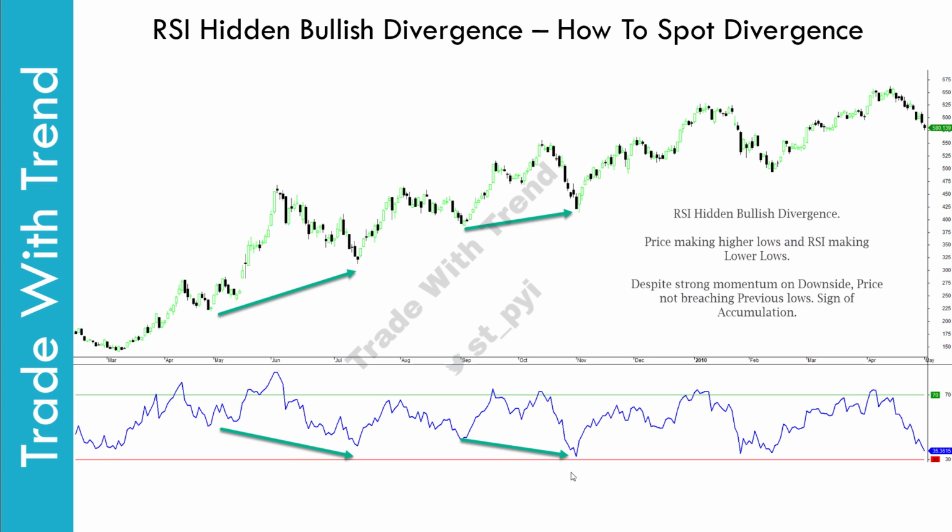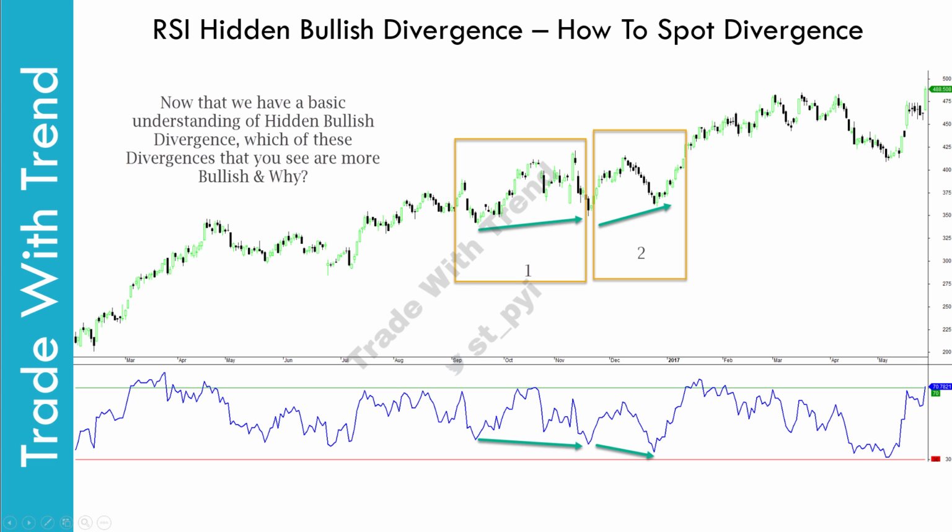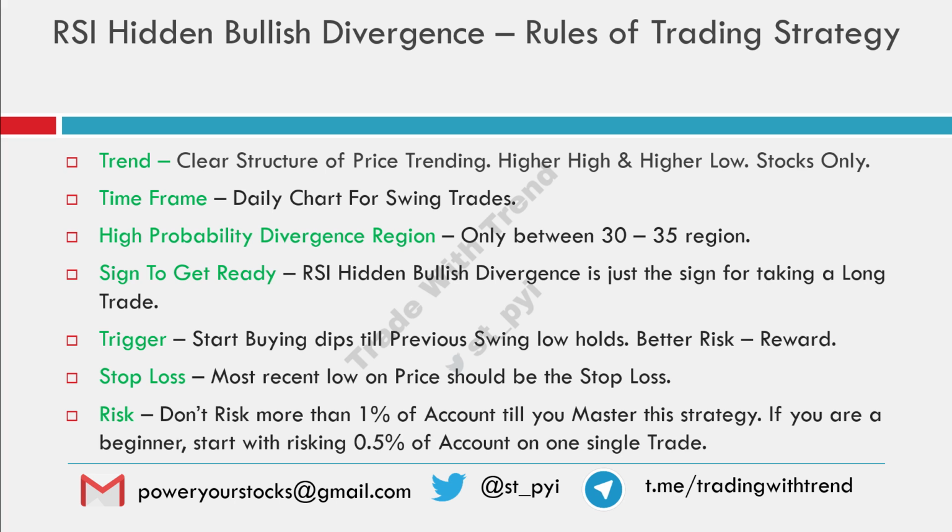So I hope this particular point is clear. That is how to identify strong hidden divergence signals and how to ignore the ones which are usually not that strong, and you should be skipping those particular signals. So let us now get down to specific rules for this strategy.